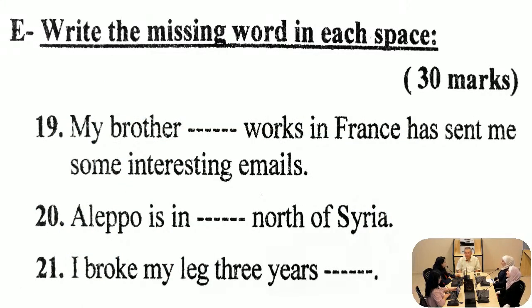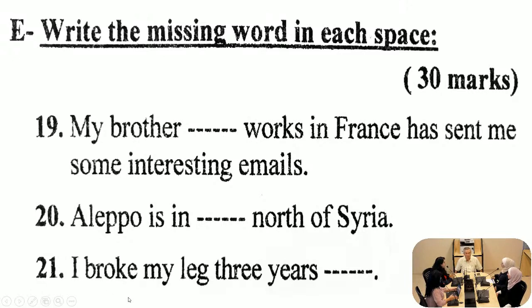Now again, an example from the exam, and again, all topics are important, all pages are important. My brother, a person who works in France, has sent me some interesting email. This is missing words. How can we know the missing word from the meaning? Yes, from the meaning of the sentence, we can know the missing word.